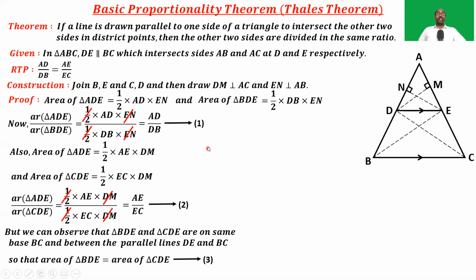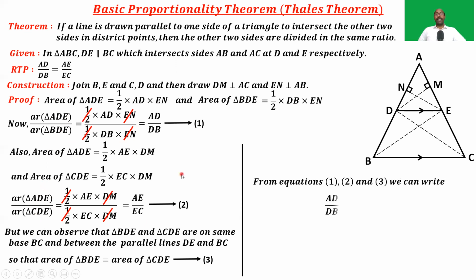Now students, observe equation 1, equation 2 and equation 3. Here we have area of triangle BDE is equal to area of triangle CDE. So in equation 1 and equation 2, we have area of triangle BDE and area of triangle CDE in denominators. Remaining all are same. So here we can equate equation 1 and equation 2. So from these equations, we can write AD by DB is equal to AE by EC, which we have to prove here. So hence the theorem is proved.